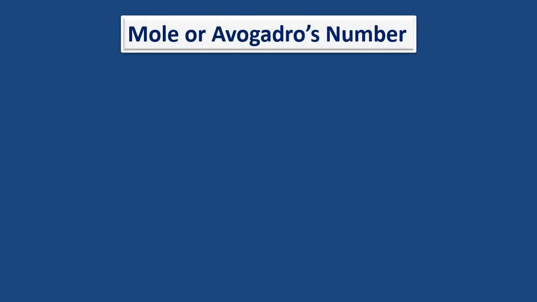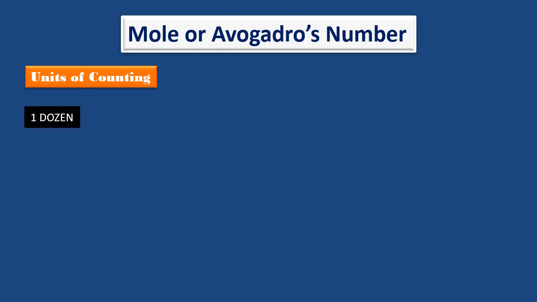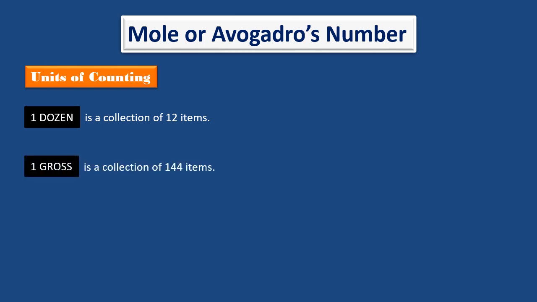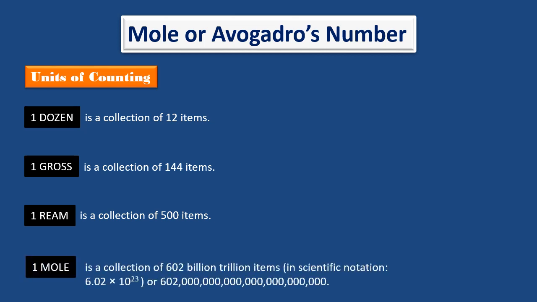So, mole or Avogadro's number are units of counting. The other commonly used units of counting are 1 dozen, which is a collection of 12 items. 1 gross, which is a collection of 144 items. Similarly, 1 ream is a collection of 500 items. And a mole is a collection of 602 billion trillion items. In scientific notation, 6.02 into 10 raised to the power 23, or 21 zeros with 602.